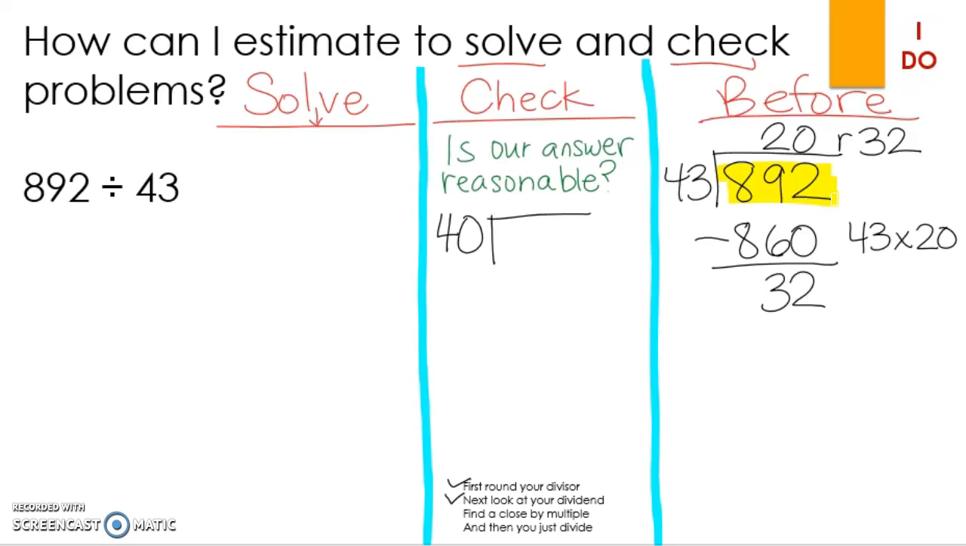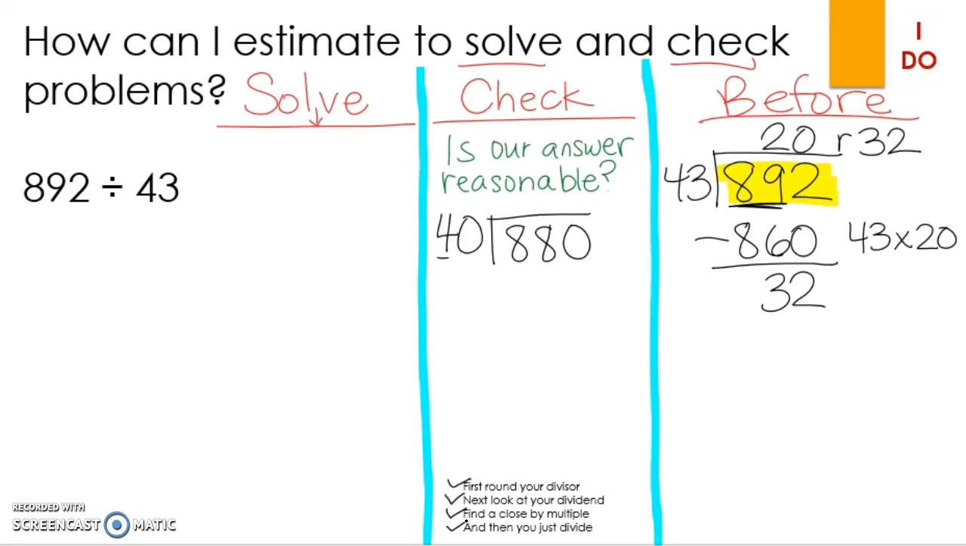Find a close by multiple. What does that mean? We're going to find a number that is divisible by 4, but it's close to 892. If you're thinking what I'm thinking, 880. 880 is very, very close to 892. So 880 divided by 40 is my next step, and I'm going to just divide.